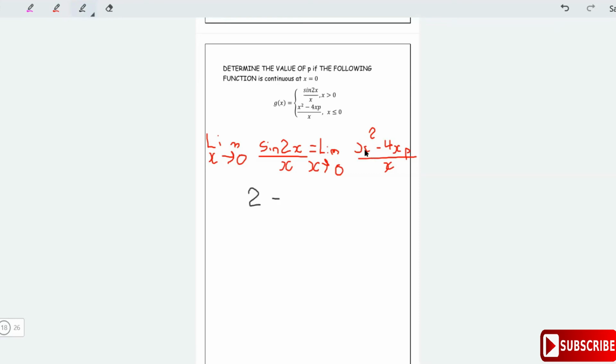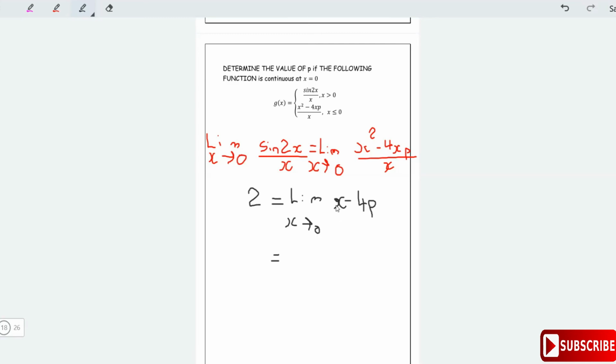Then, the right-hand side, we can factor out an x. And so we're evaluating the limit as x approaches 0 of, well, cancel out one of the x, that will become x minus 4p. This is what we end up getting: 2 is equal to x minus 4p. So plugging in x as 0 over here now, because what I did was cancel out an x from the denominator and the numerator. That's all I did.